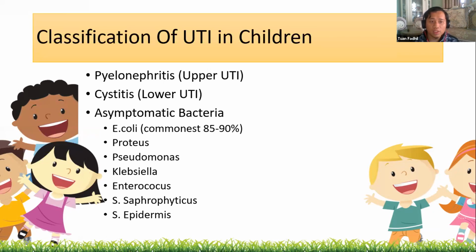So for the last cause, which is the asymptomatic bacteriuria, the commonest bacteria that are found in UTI in children is the E. coli. So it is a condition when the urine culture is positive. So we may detect it on the urine culture, and it is also more common in girls than boys.